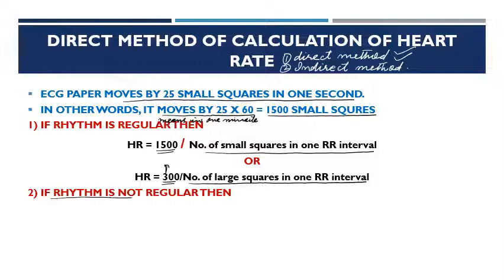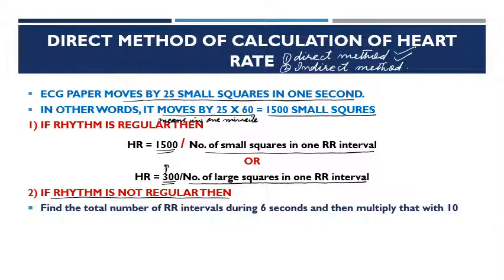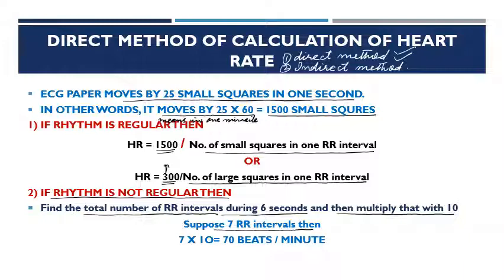If the rhythm is not regular, then we can calculate heart rate by finding the total number of RR intervals during 6 seconds and then multiply that with 10. Suppose if there are 7 RR intervals in 6 seconds, then we multiply this 7 with 10, that gives heart rate of 70 beats per minute.